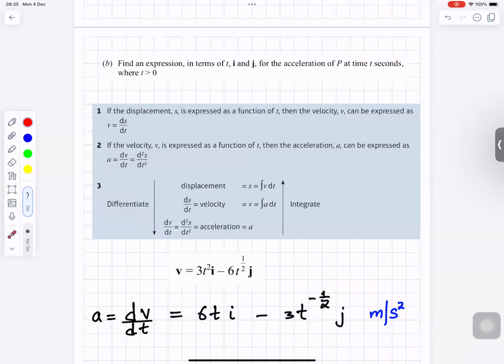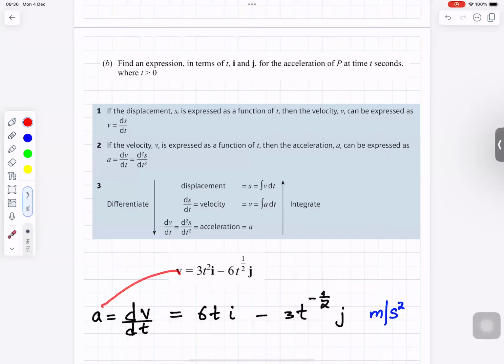Part B, find an expression in terms of t, i and j for the acceleration of P at time t seconds, where t is greater than 0. I'll put here some formula. Velocity is ds over dt. Acceleration is differentiating velocity, or you're differentiating displacement twice. So it's very important to understand this formula.